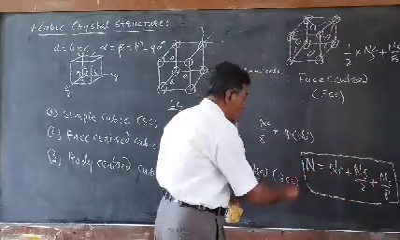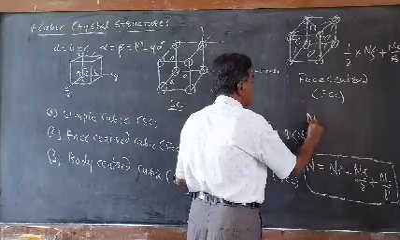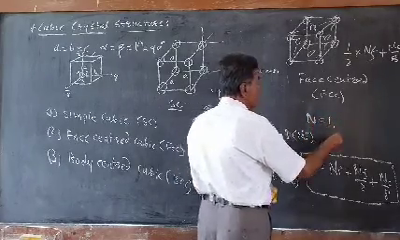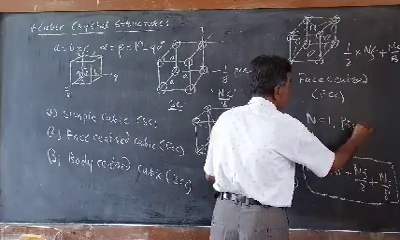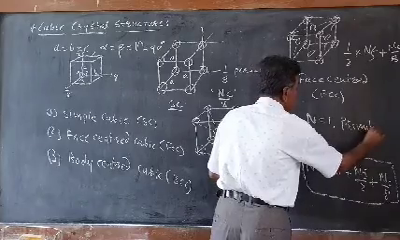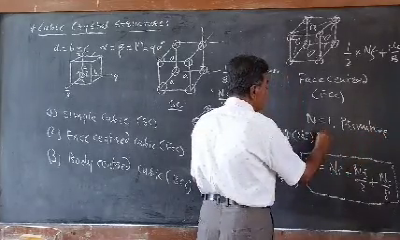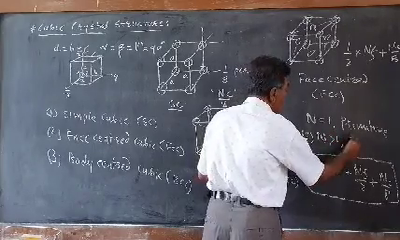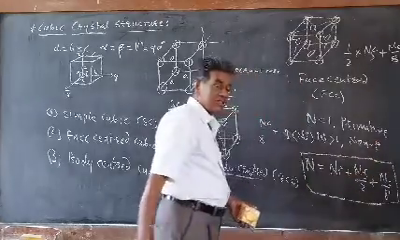If this N is found to be equal to 1, meaning the number of atoms per unit cell is equal to 1, then it is called a primitive unit cell. And if N is greater than 1, then it is called a non-primitive unit cell.